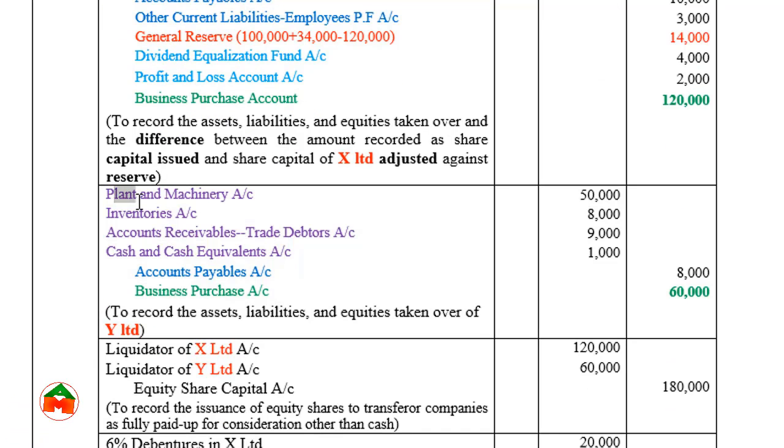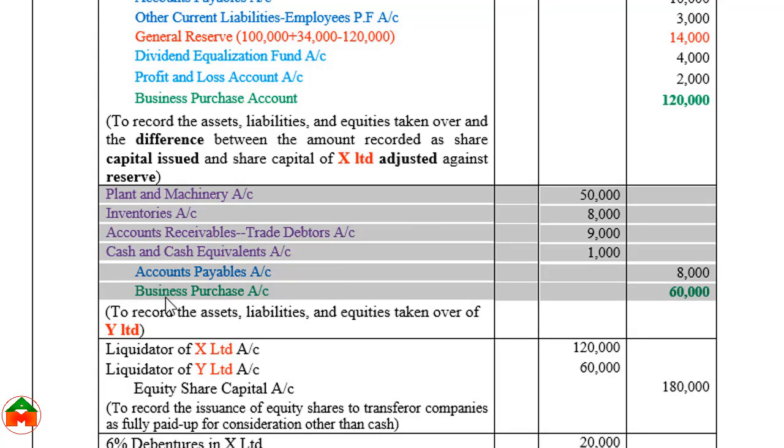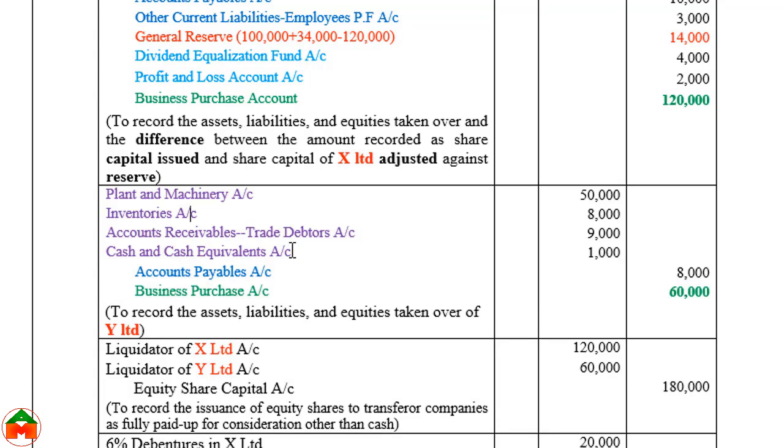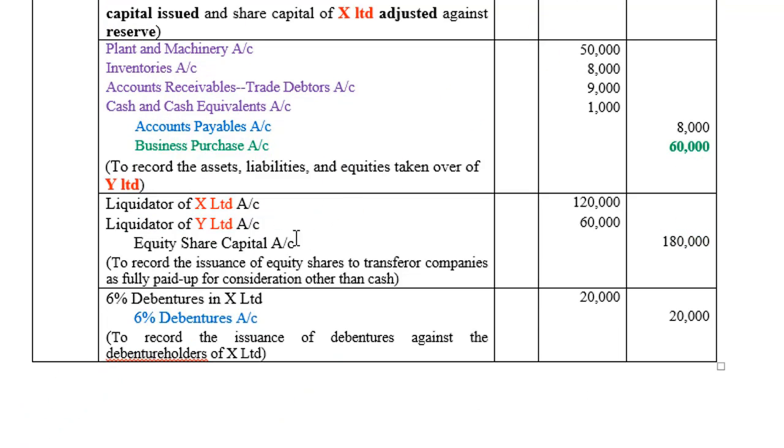And in the third journal, we will take all the assets and liabilities of Y Company Limited. All the assets have been shown in the debit side. All the liabilities, here only one liability, have been shown in the credit side, and business purchase account, which is the purchase consideration, in the credit side. And in the next journal, we are going to provide the equity share to the liquidator of X and Y Company Limited. X company will receive share of taka 1,20,000, Y company will receive share of taka 60,000, and they will receive total 1,80,000 share.